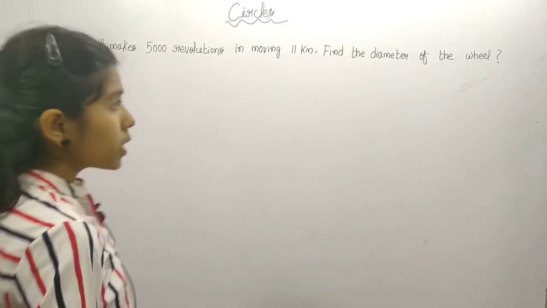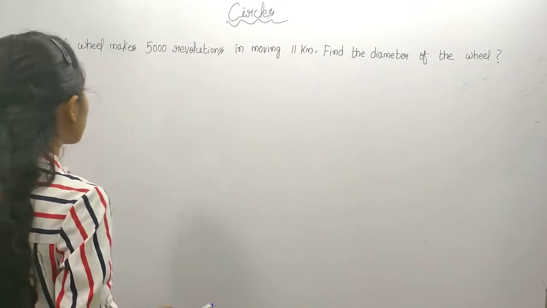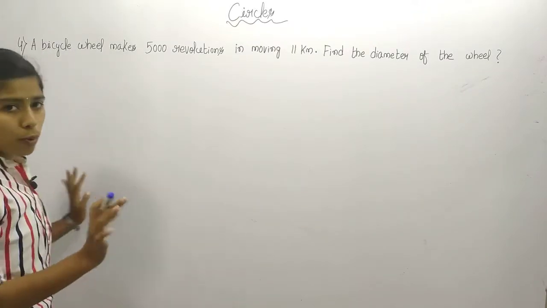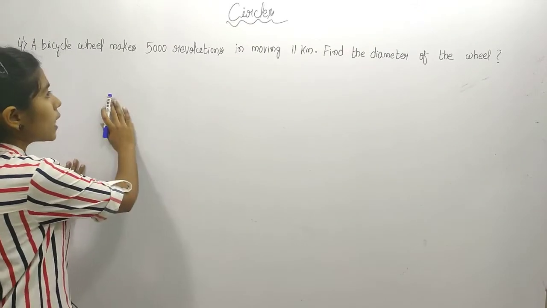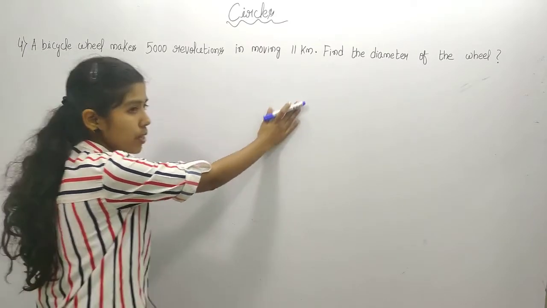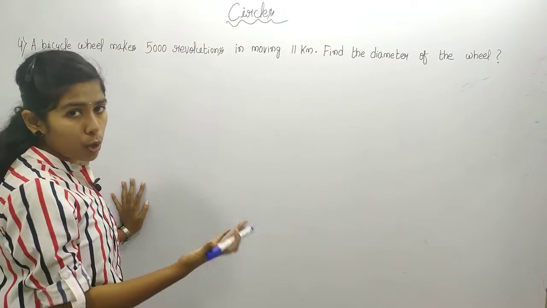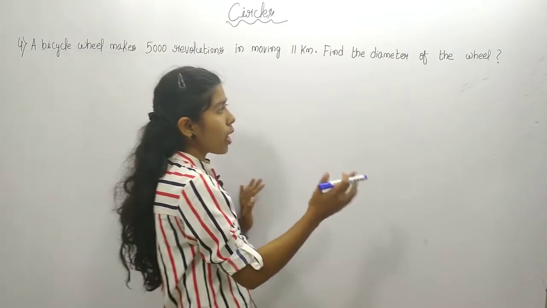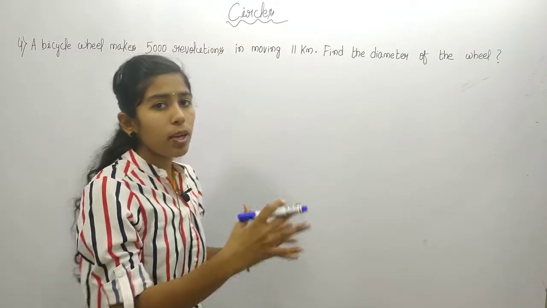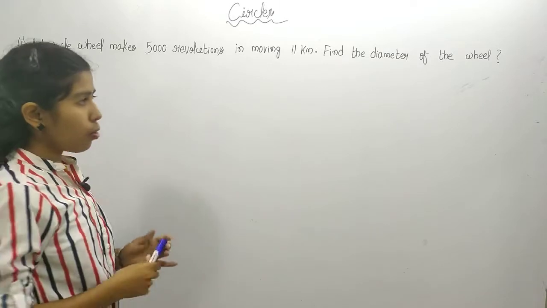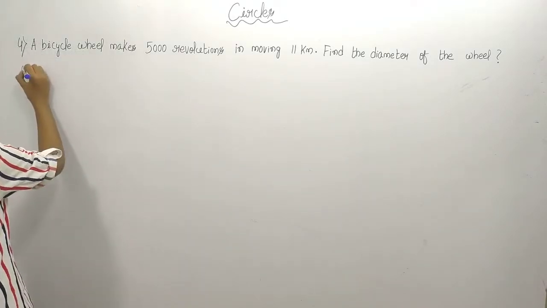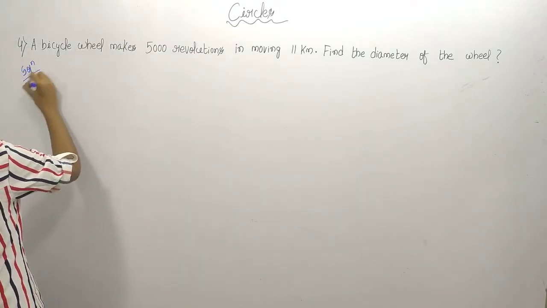So you see, this is the next question. You see here, a bicycle wheel is there. In moving 11 kilometer, it is making 5000 revolutions. Okay. So you have to find the diameter of that bicycle wheel. Okay. So let's see what we have to do.